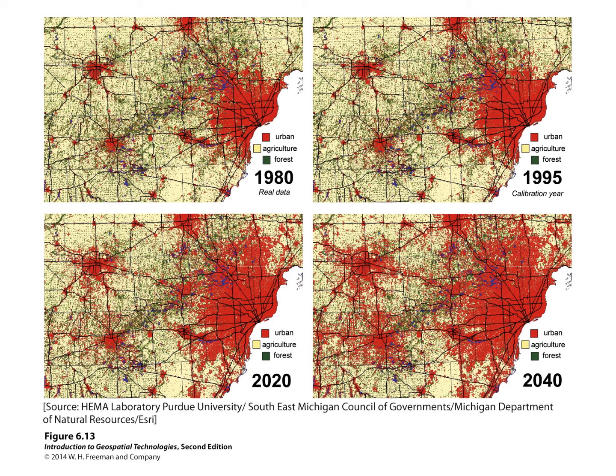Here we have some examples looking at urban development going from 1980 to 1995 to 2020 to what it's expected to be in 2040. So if you just look at this, this is from the Southeast Michigan Council of Governments, so this is looking at something in Michigan along one of the Great Lakes, probably Lake Michigan, don't you guess? And you can see how they've shown the growth of the urban area over time.